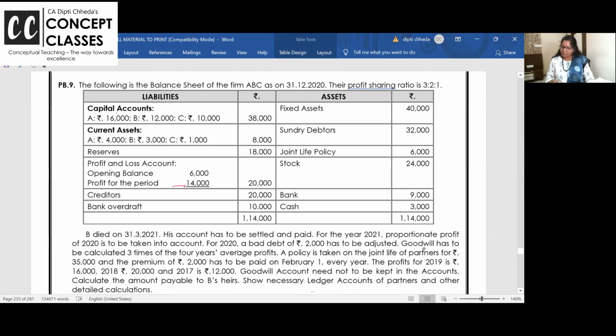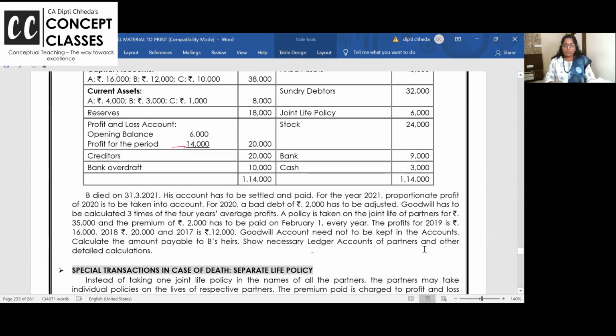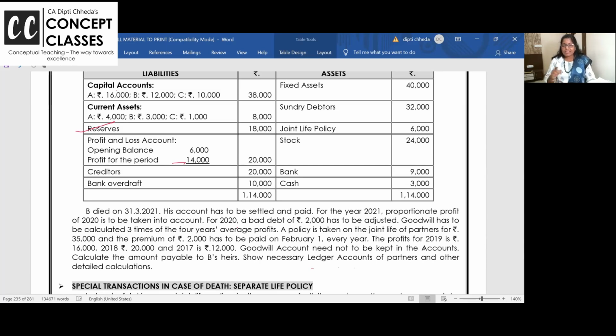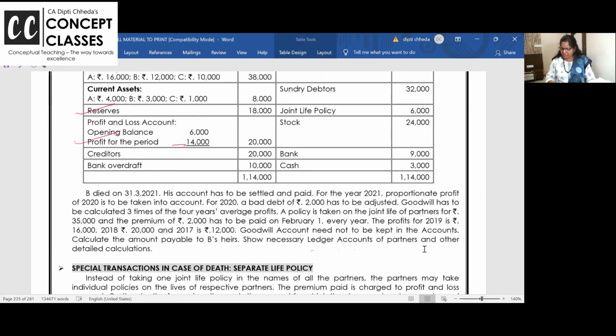B died and their PSRs are given. I hope this is clear. Last year's reserves, B will get a share, and last year's profit first correct it and then give the share to B. No need to prepare a balance sheet and all.